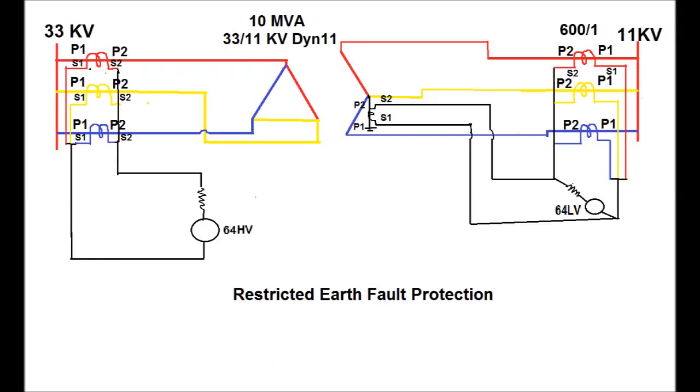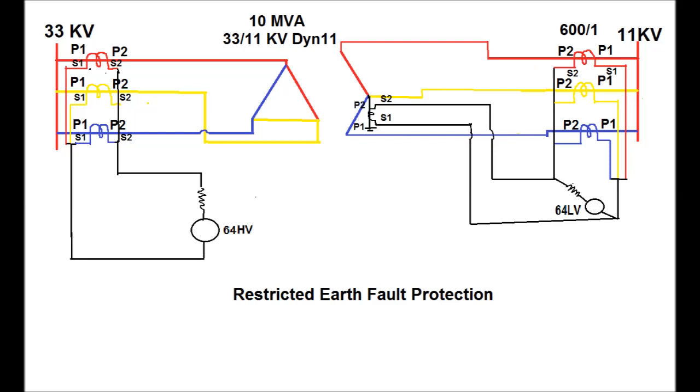Now the first topic is restricted earth fault relay. Restricted means it operates if an earth fault occurs in a particular zone. Now a 10 MVA 33 by 11 kV DYN11 type transformer diagram has been shown in this diagram, where the REF relay connection has been shown for the HV and also for the LV side winding.